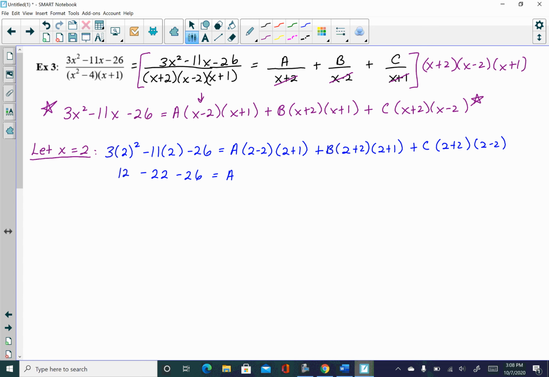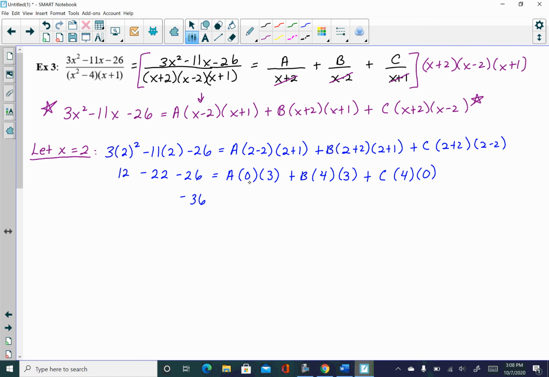All right, I'm just going to go through and evaluate these parentheses. That first parenthesis, 2 minus 2, that's going to give me 0. 2 plus 1 will be 3. Plus B, 2 plus 2 is 4. 2 plus 1 is 3. Plus C, 2 plus 2 is 4. 2 minus 2 is 0. Clean up that left-hand side. So your 12 minus 22 minus 26 should give you negative 36.